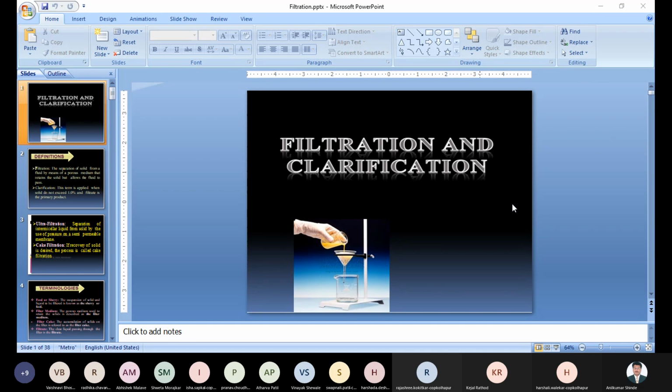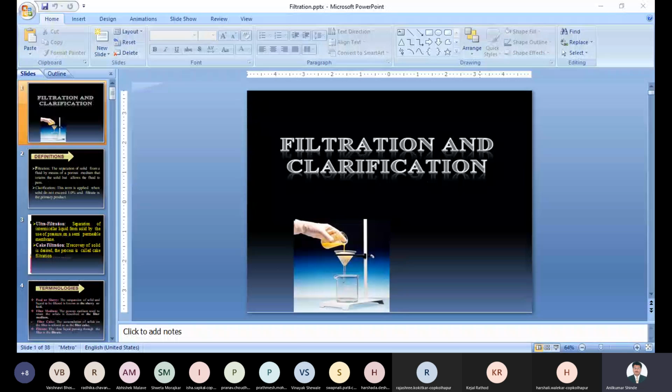Okay. So we start today new topic. There is a filtration clarification. Right. So this is a simple method which is used in pharmaceuticals. If the filtration is not there, it will not be possible to prepare any type of formulation. Particularly if you have prepared solutions, eye drops, suspension, or a parenteral formulation, it is difficult to prepare those preparations if filtration is not available, right.